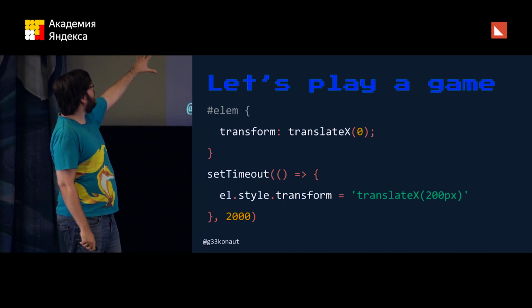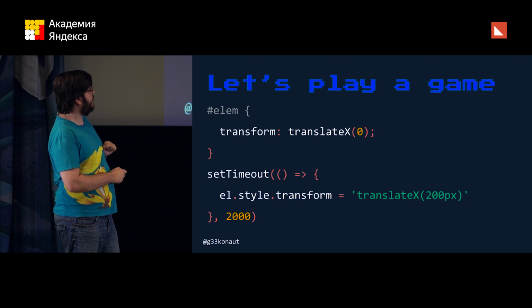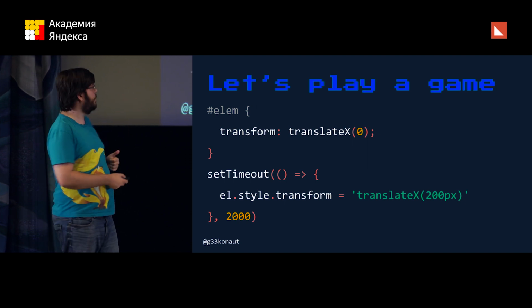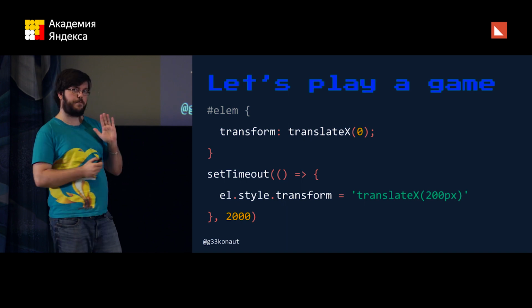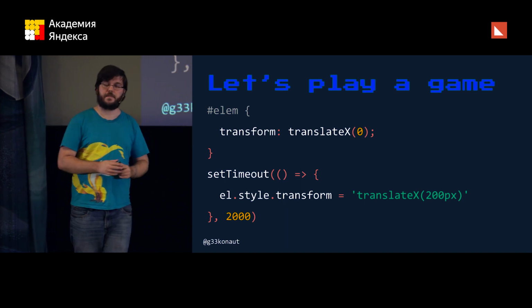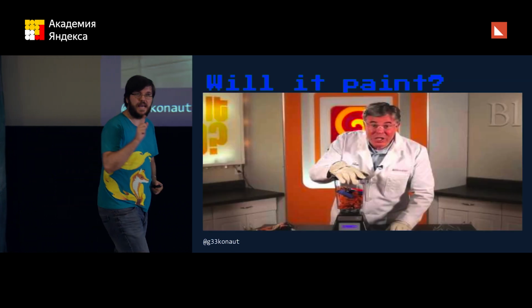So here we have an element that is translated x0, so it's wherever it has been before. And then after 2 seconds, we are changing its x position to 200 pixels to the right. And the question is, will it paint?